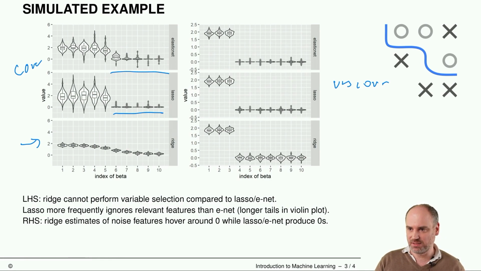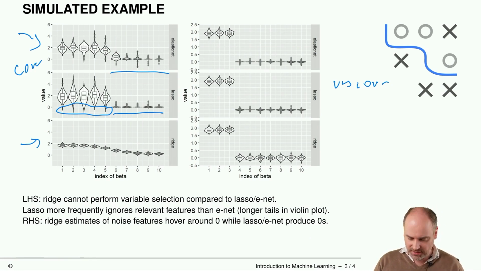So we can see these slightly elongated tails in the violin plot of the last 5 features, but actually no, it ignores relevant features a bit more, which you can see more from this here, right? Some of these features, these are the informative features, are sometimes estimated to 0. That happens a bit more often than in the elastic net case, but it doesn't happen too often.